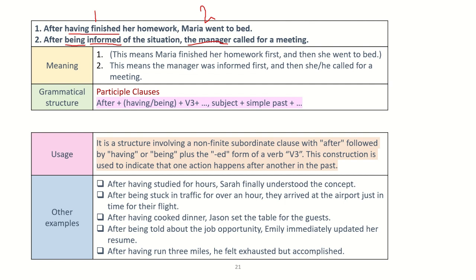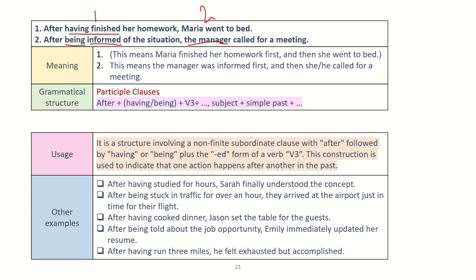So how do we form participle clauses? We use after, specifically here in this coverage, we use after having or being according to the context, according to the meaning. So having, I use it when I have two actions, one happened before another. Being usually implies the meaning of passive. Then verb 3, then the main clause where I have the subject and simple past, etc.